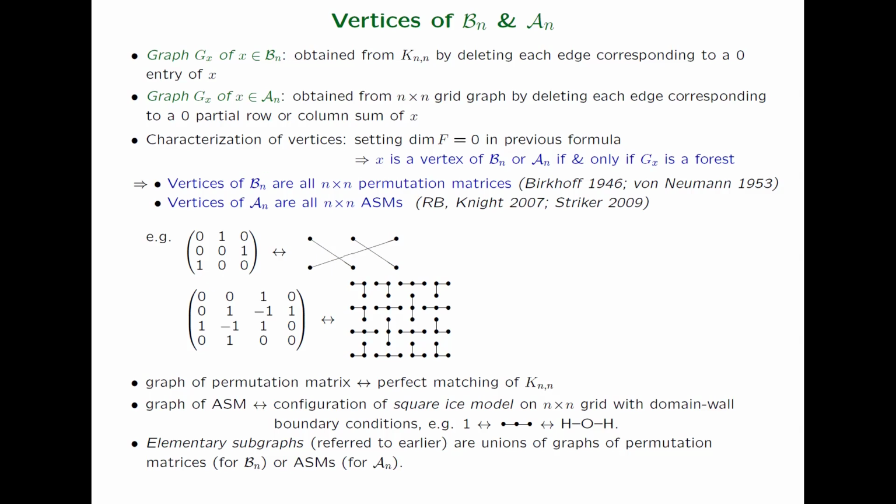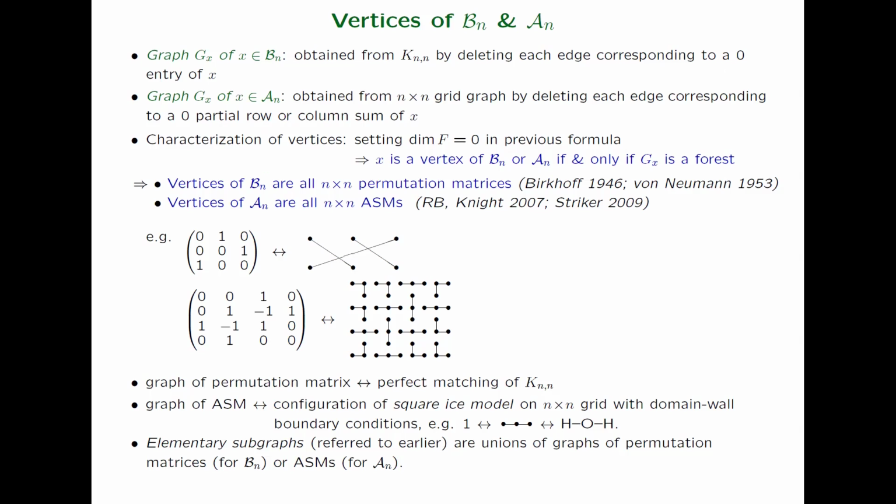So if I take a point X in Bn, I form its graph Gx by deleting each edge where the entries of X are 0. So in the previous slide, it would be entries being 0 for all elements of the face, but here we've only got one element, so we're just looking for 0 entries of that single element. And likewise for An, we delete each edge corresponding to a partial row or column sum which is 0.